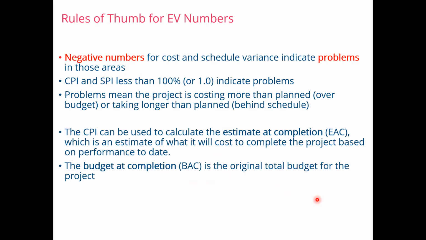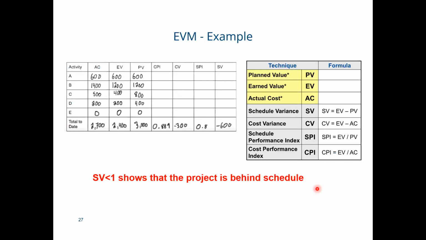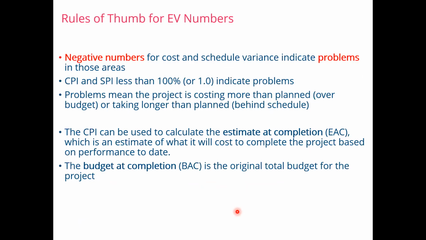So what is the rule of thumb here? Overall, girls, negative numbers for cost and schedule variance indicate problems in those areas. You see here, the negative number, our comment is, according to our calculation, the project is behind schedule. Here, minus 300, CV is less than 0, it means the project is over budget. So negative numbers for cost and schedule variance indicate problems in those areas.